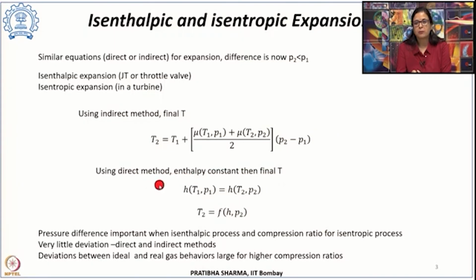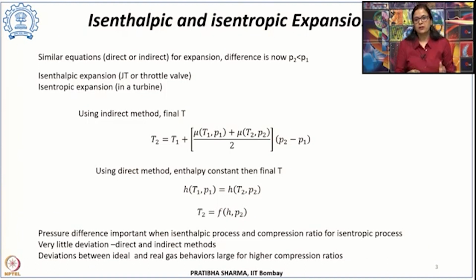Now, in an isoenthalpic process we know that the enthalpy remains constant. So the enthalpy in state 1, which is a function of temperature T1 and P1, remains the same in the second state, which is a function of T2 and P2. The two enthalpies are the same because it is an isoenthalpic process. So, we can find the final temperature using this direct method, and this will depend upon the enthalpy of the process and the final pressure or the delivery pressure.